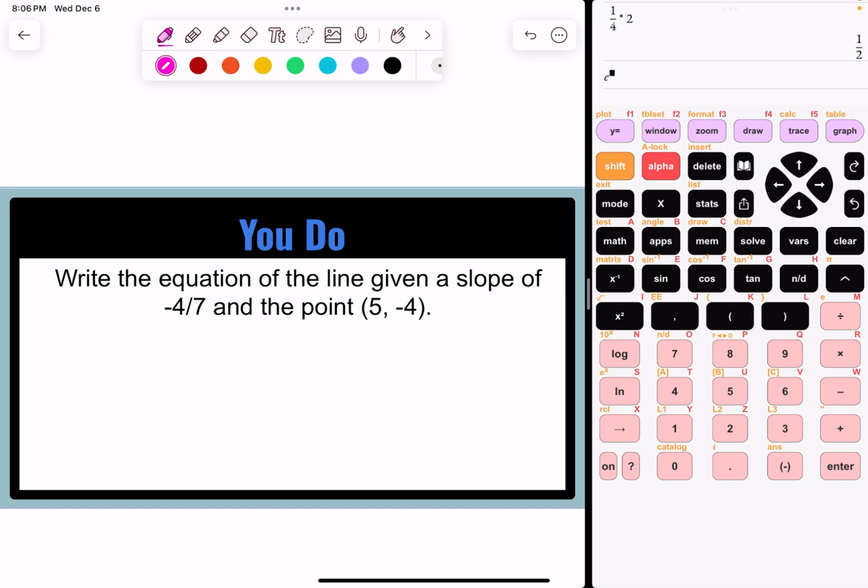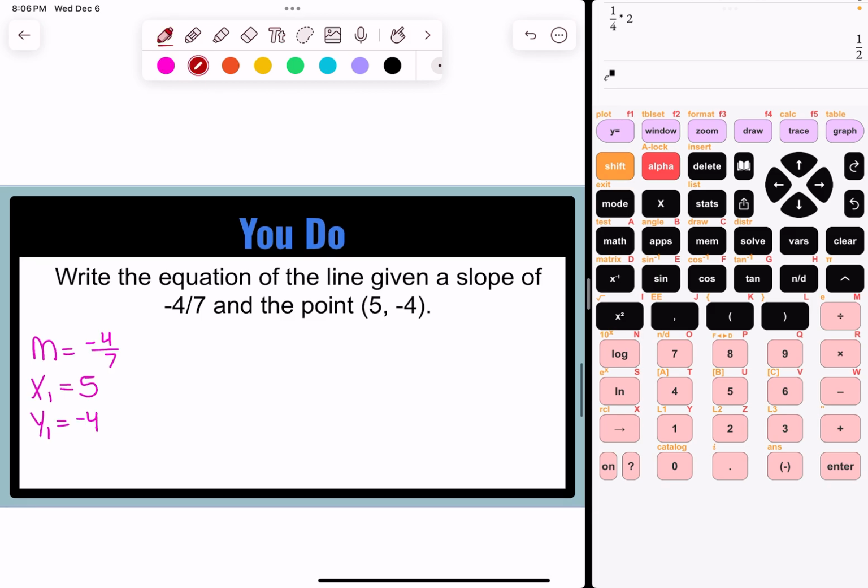Write the equation of a line given a slope of 4 over 7. So m equals negative 4 over 7. And the point 5 being our x1 and our y1 is negative 4. Okay, this is the equation. y minus y1 equals m parentheses x minus x1.